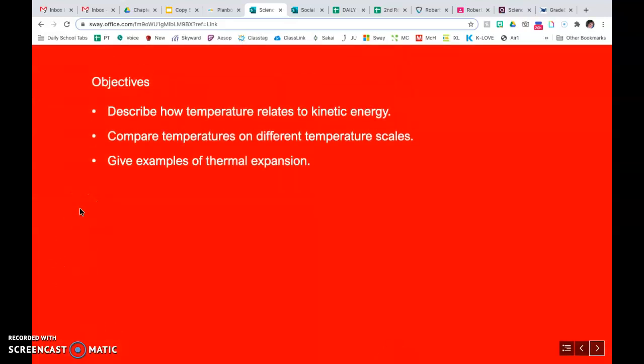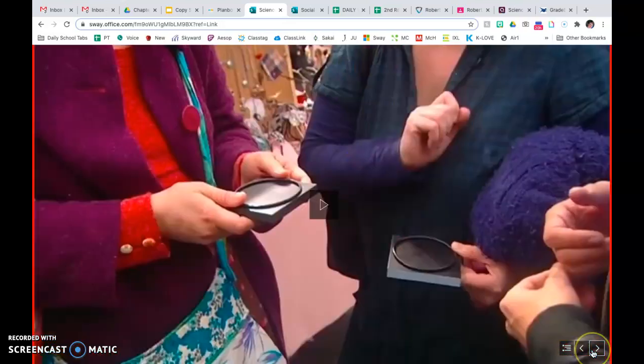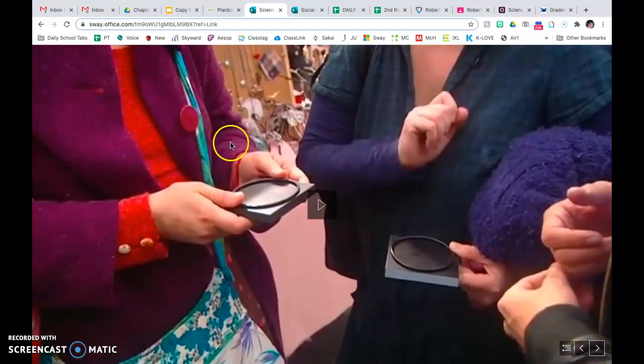All right, we have 3 objectives today. When we finish the lesson, you should be able to describe how temperature relates to kinetic energy, compare temperatures on different temperature scales, and give examples of thermal expansion. Please come back and watch this video once you're finished listening to me teach the lesson, as it will help you understand the material.